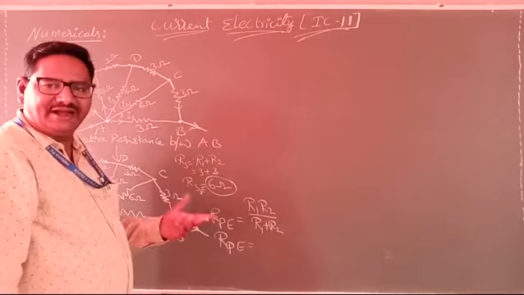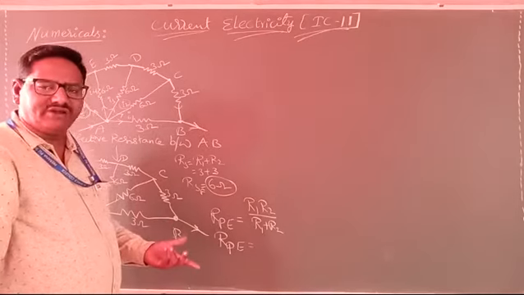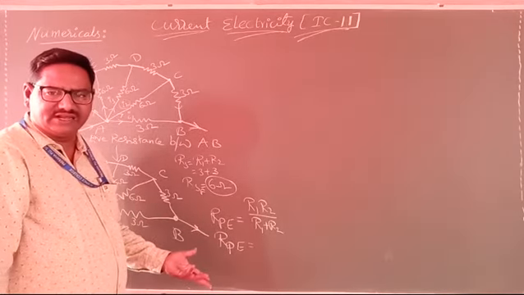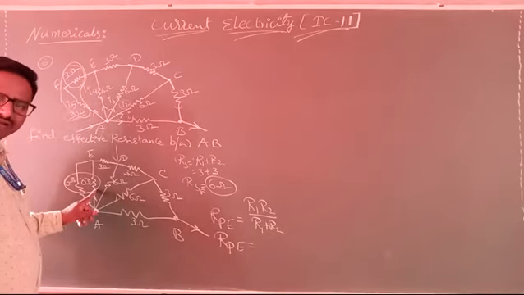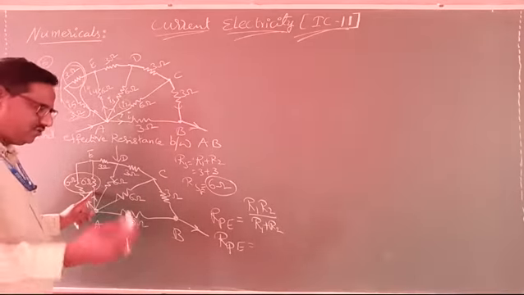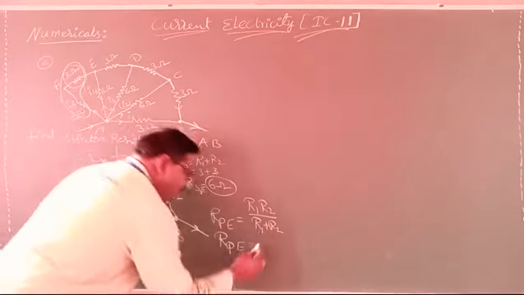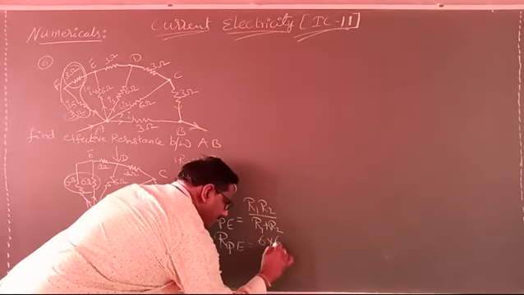Okay, so both are identical. Identical means, in shortcut, what can you write? R by N. If you can write like that, no problem. Here, how many are there? 2. So R by N, that means 6 by 2. How much? 3 ohm.